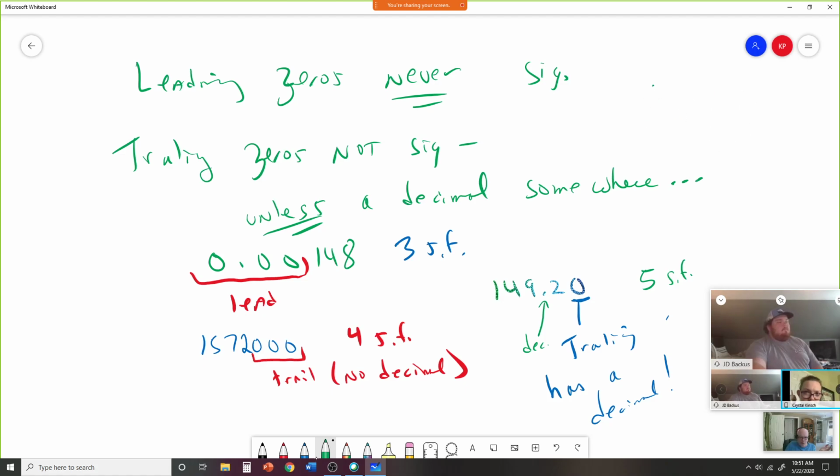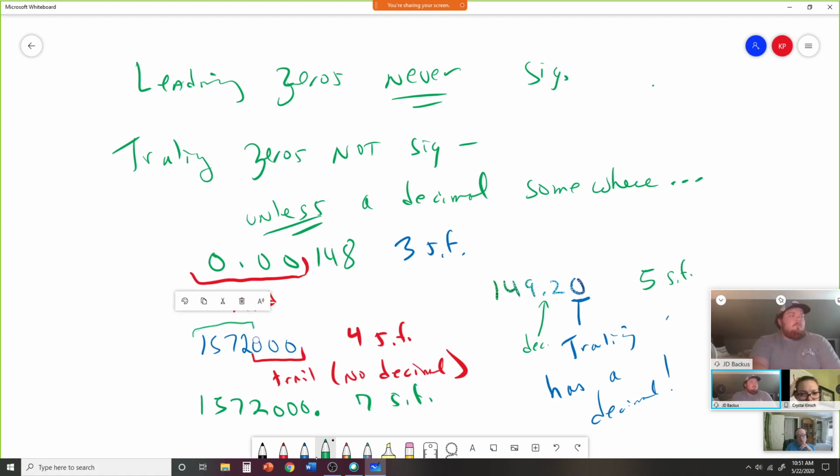Matter of fact, if I take this same number over here and add a decimal, guess what? It's now 7. See the difference? What we're really saying is we can't measure any better than those 4 digits over here. Here we're saying we could measure out quite a ways in digits.